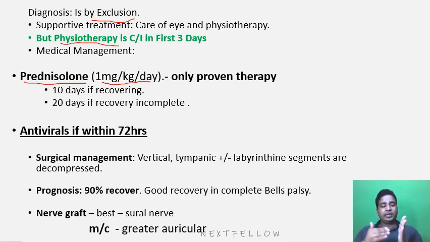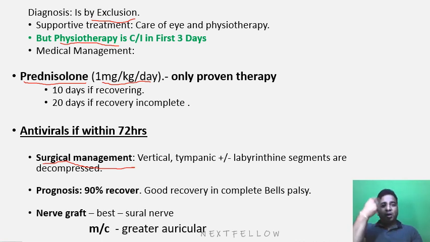Now suppose this medical treatment doesn't help, so what next can we do? We can go for surgical decompression. In surgical decompression, using a drill, we will drill out the mastoid, and we will remove this facial canal.